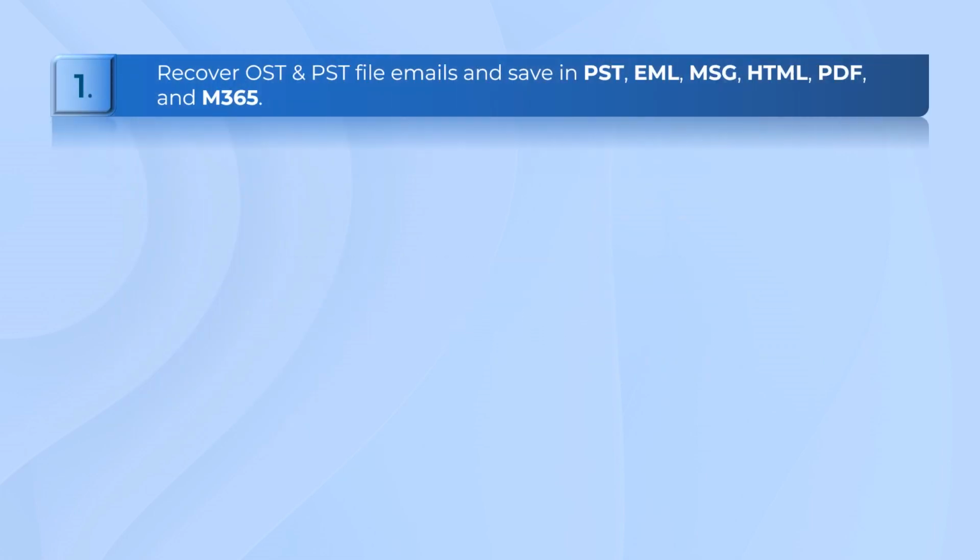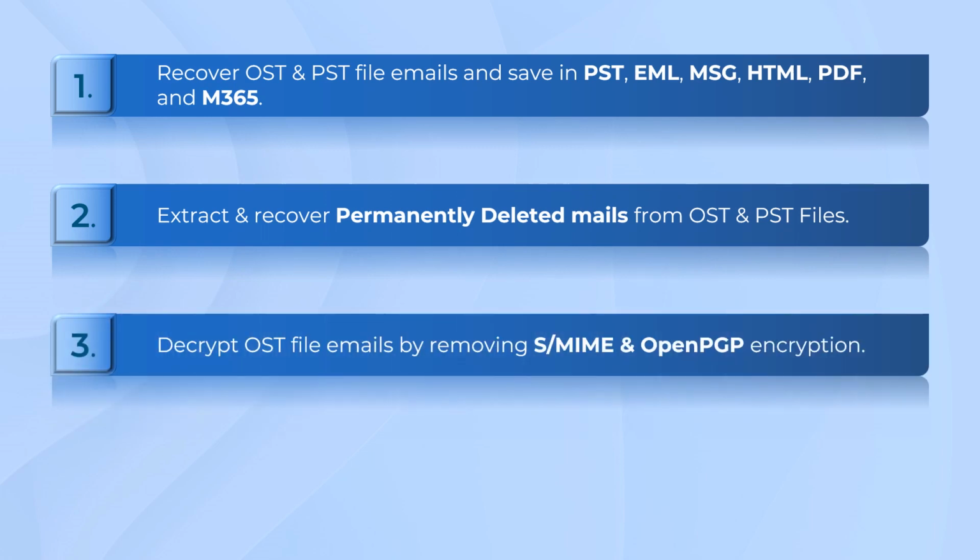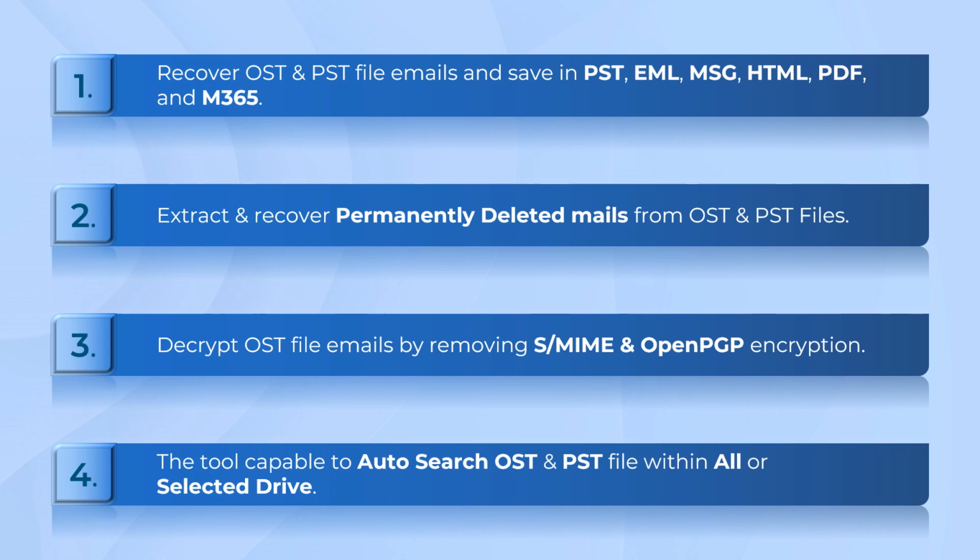Key features of the software. Recover OST and PST file emails and save in PST, EML, MSG, HTML, PDF, and Microsoft 365. Extract and recover deleted mails from OST and PST files. Decrypt OST file emails by removing SMIME and OpenPGP encryption. The tool is capable of auto-searching OST and PST files within all or selected drives.